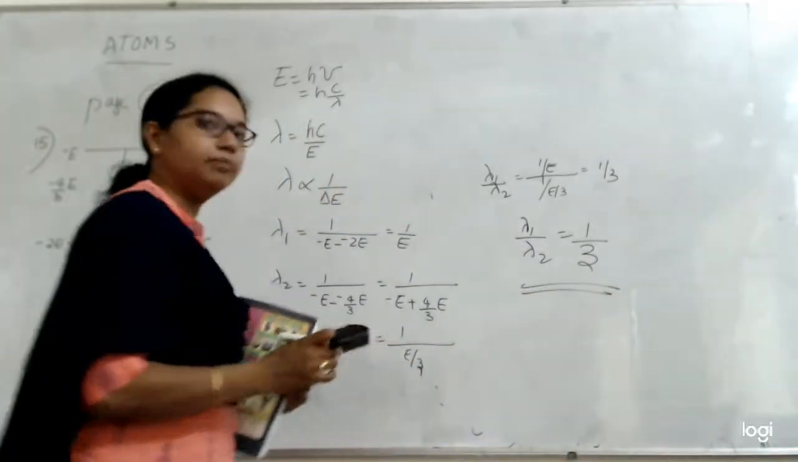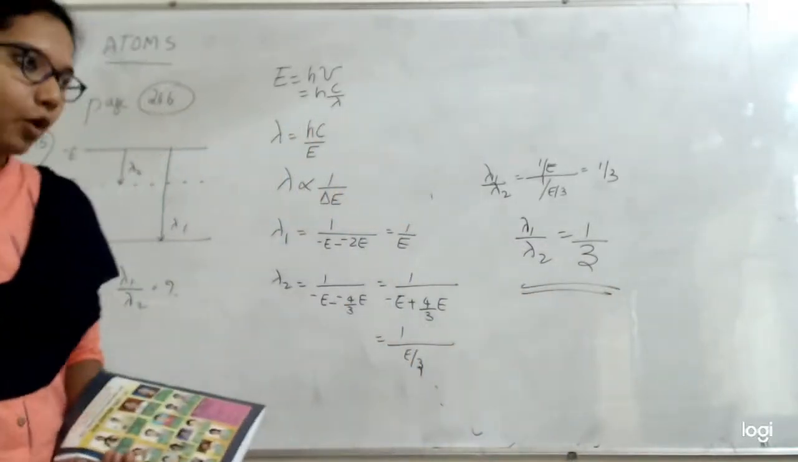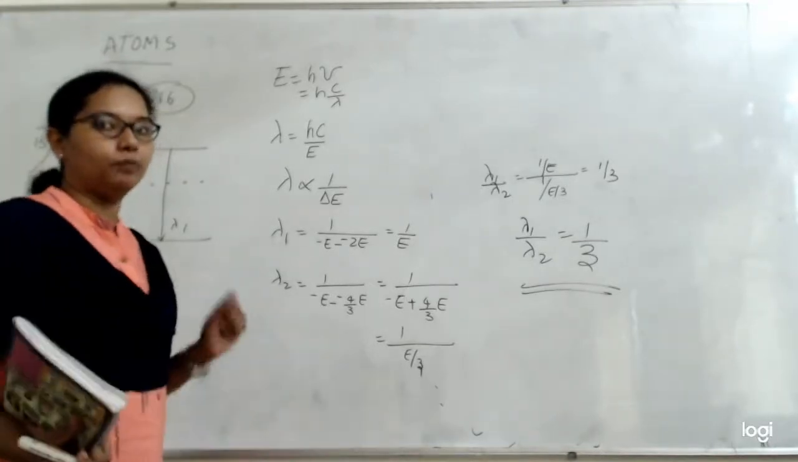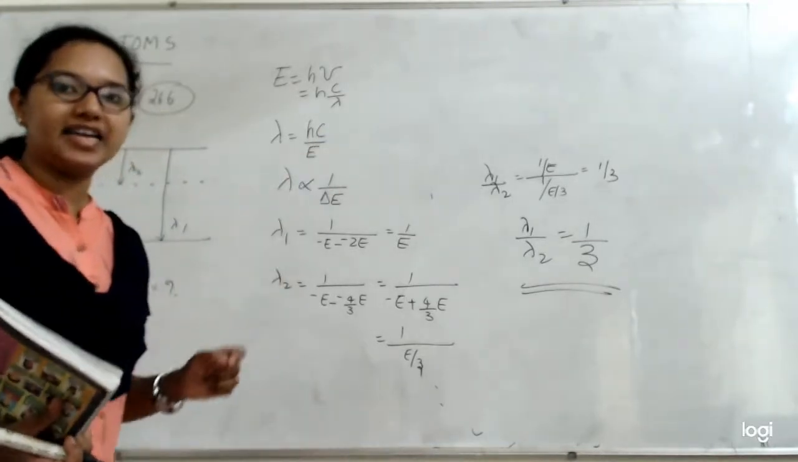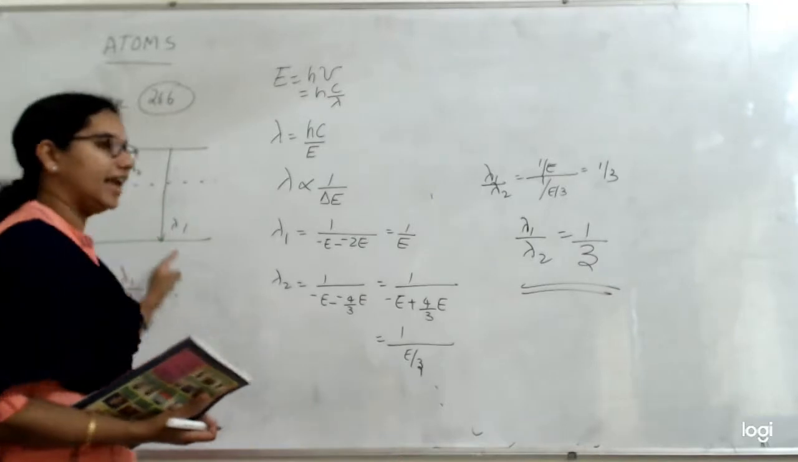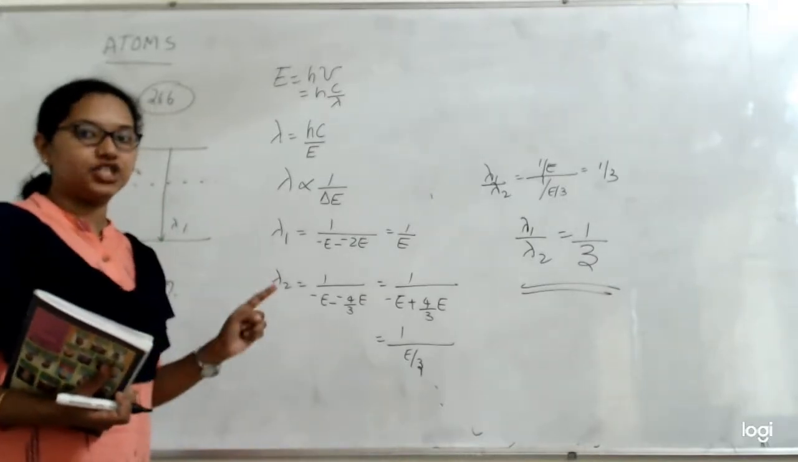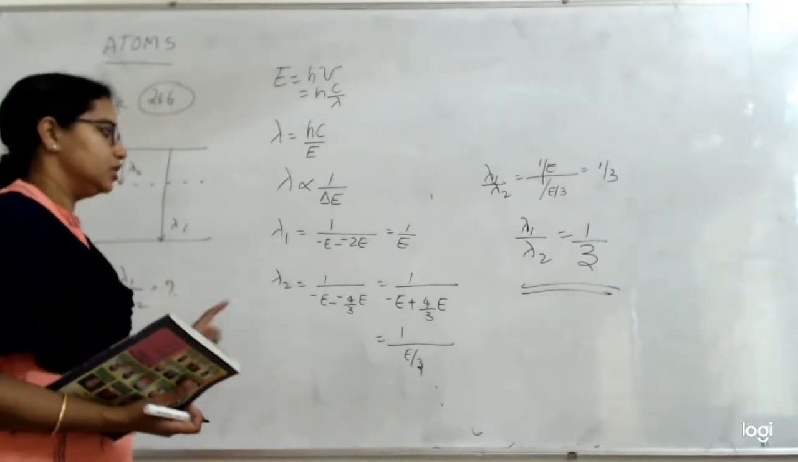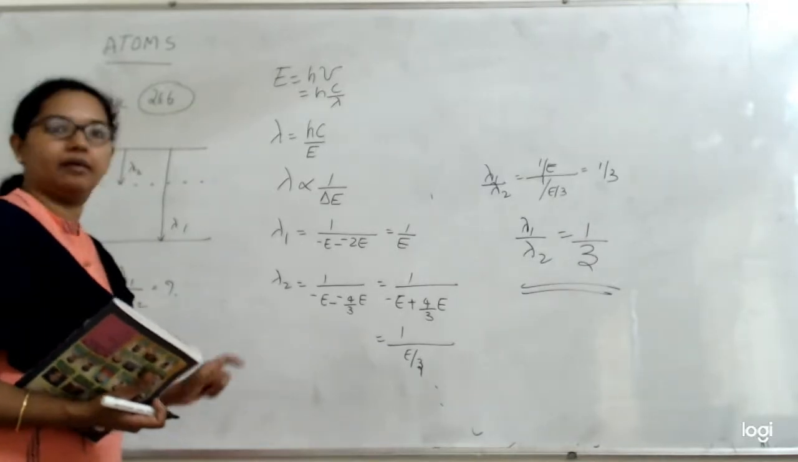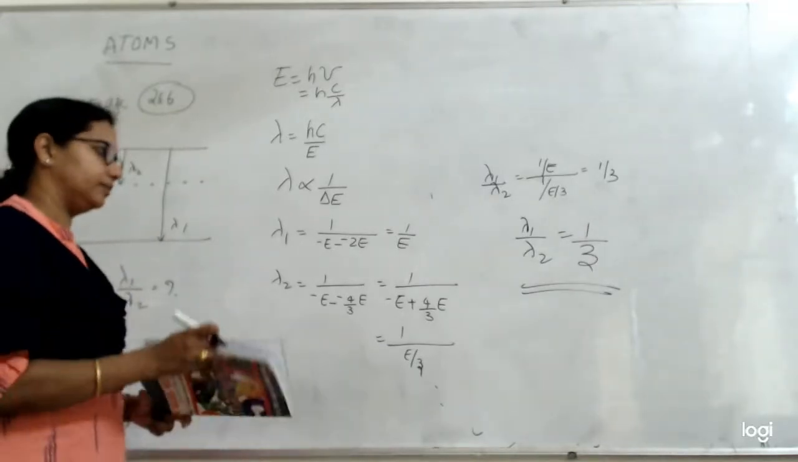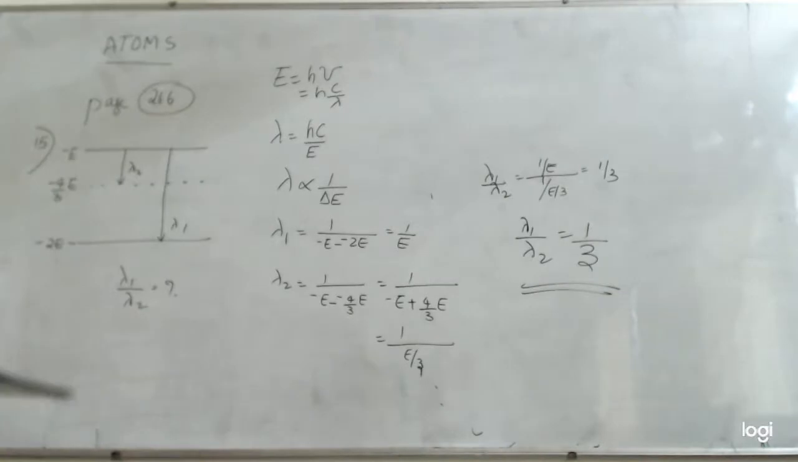So this is simple only. We are using the Bohr postulate. According to the Bohr postulate, when an electron jumps from a higher level to a lower level, it will emit the energy in the form of photons. So I can write lambda 1 by lambda 2 is 1 by 3. Next.